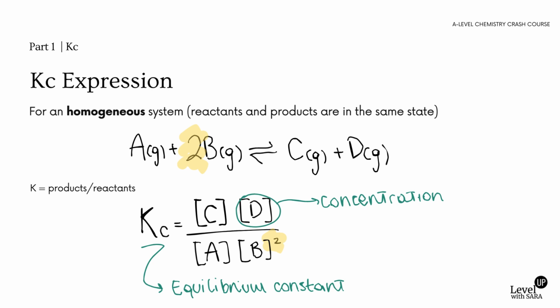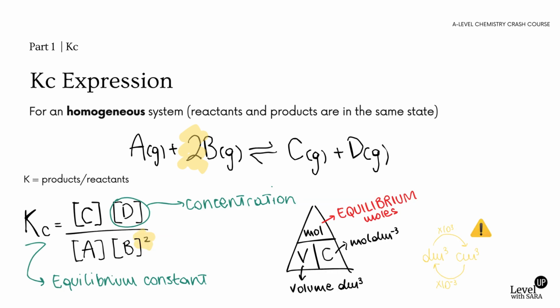So Kc, for a homogeneous system where the reactants and products are in the same state. Remember, K is any equilibrium constant and is always calculated as whichever value you're considering of the products over the reactants. C stands for concentration. In fact, it would be the concentration of the products over the concentration of the reactants. A few points to notice. The square bracket means concentration, and these concentrations have to be at the power of their stoichiometric coefficient. Hence, this highlighted b.